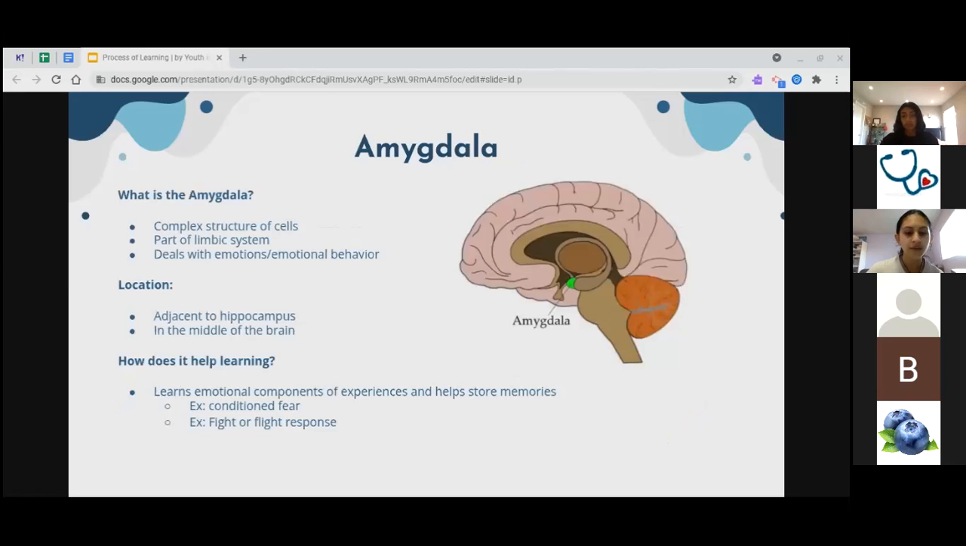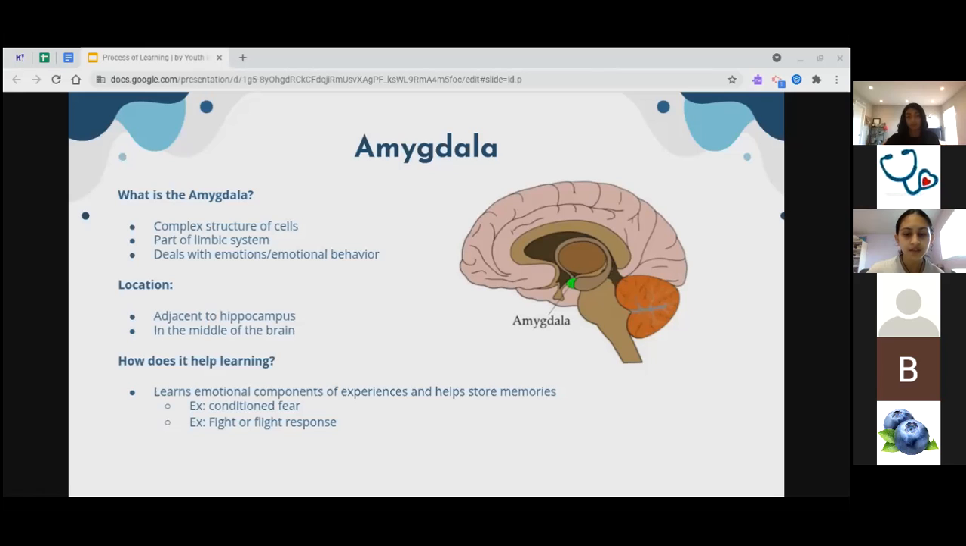We will now talk about the amygdala. You may be wondering, what is the amygdala? Well, the amygdala is a complex structure of cells that is part of the limbic system, which is involved in behavioral and emotional responses. The amygdala generally deals with emotions and emotional behavior. It is nestled in the middle of the brain and is adjacent to the hippocampus.